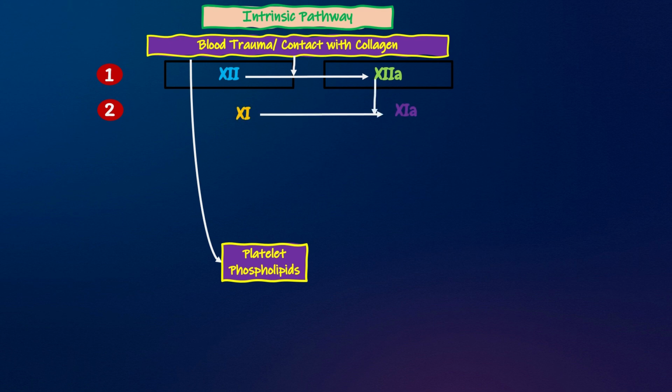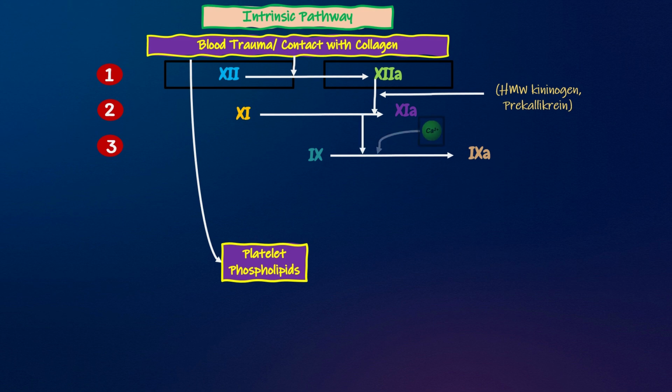The activated factor 12 also acts enzymatically on factor 11 to activate this factor, which is the second step in the intrinsic pathway. This reaction also requires high molecular weight kininogen and is accelerated by prekallikrein. In the third step, there is activation of factor 9 by activated factor 11. The activated factor 11 then acts enzymatically on factor 9 to activate this factor as well.